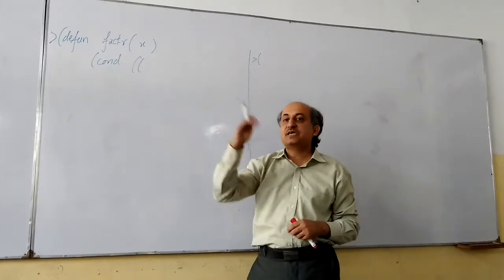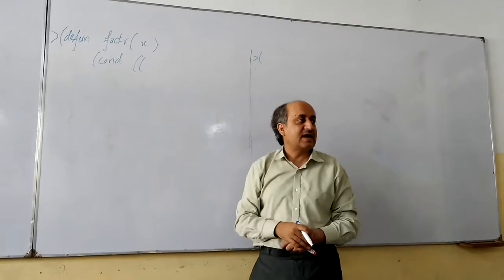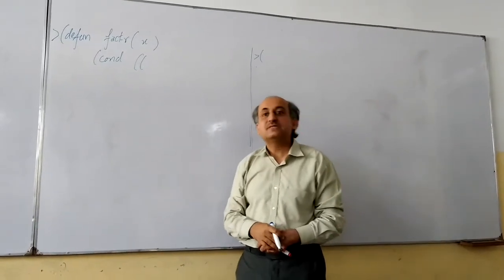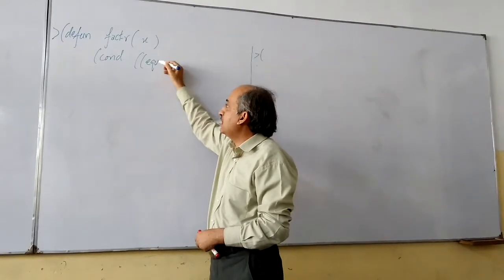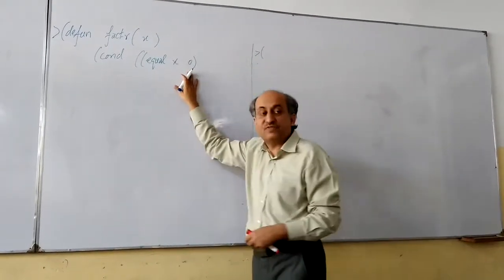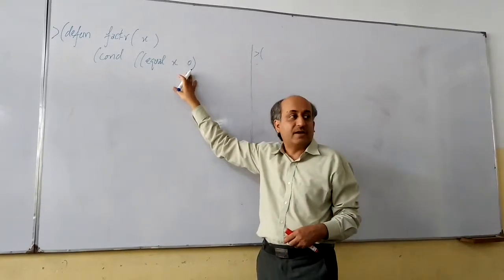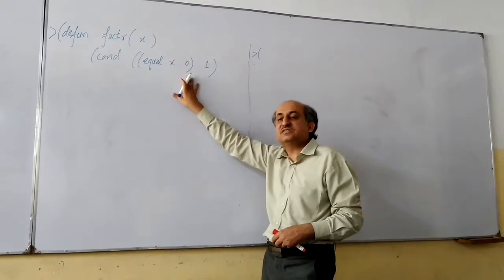And the base case of the factorial recursive process is when the number is 0. So we should call the equal function when x is equal to 0. By definition, 0 factorial is equal to 1. Therefore, we should return 1. This is the base case. This is the stopping condition.